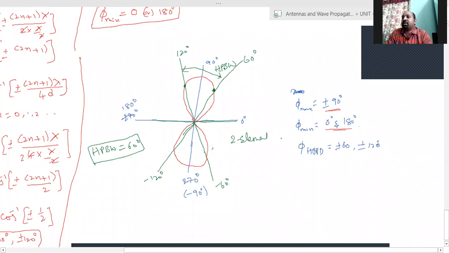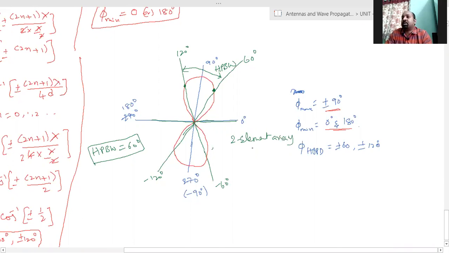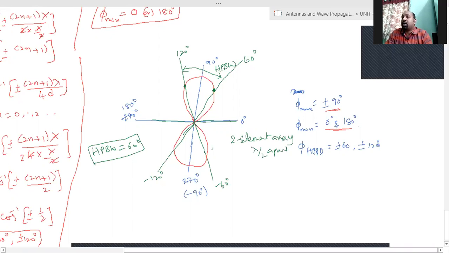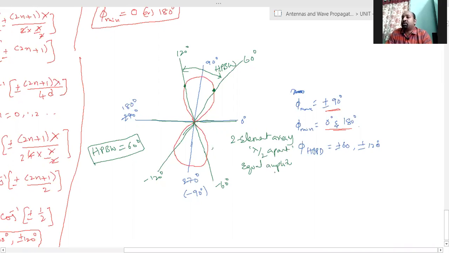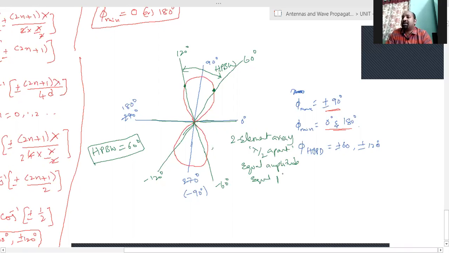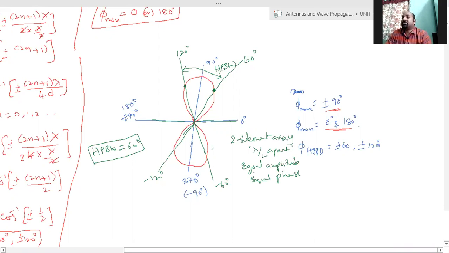two element array spaced lambda by 2 apart. And what is the condition? Equal amplitude and equal phase. So this is how we can draw the radiation pattern. With this we have completed the two element array, equal amplitude, equal phase.